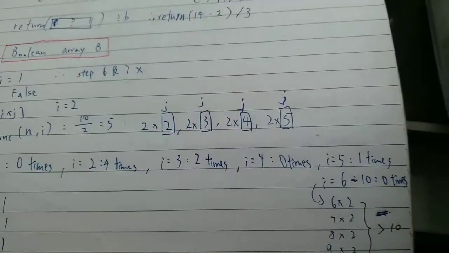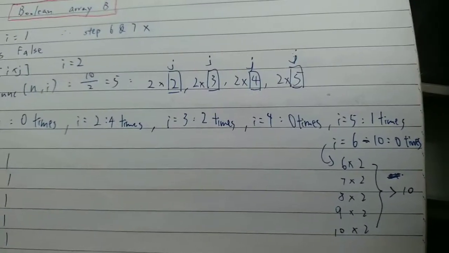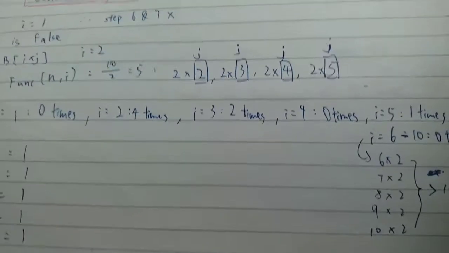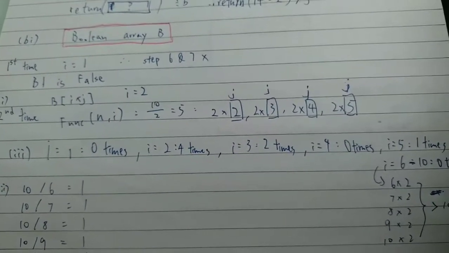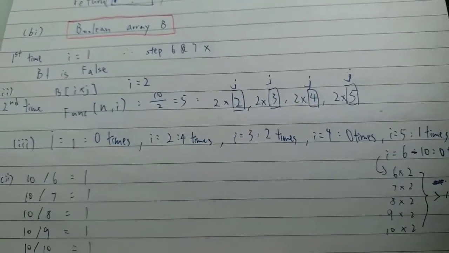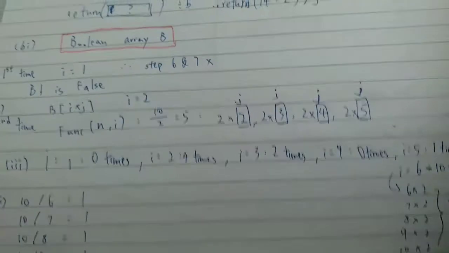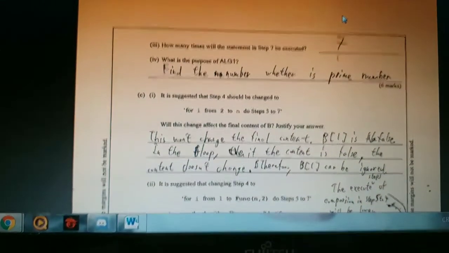No, I equals 6 to 10 will be 0 times, since 6 times 2, 7 times 2, 8 times 2, 9 times 2, 10 times 2 will exceed 10, so they can be counted in. So we can see that there are only 4 times, 2 times, and 1 time. So 4 plus 2 plus 1 is 7. Then it just executed 7 times. So the answer is 7.